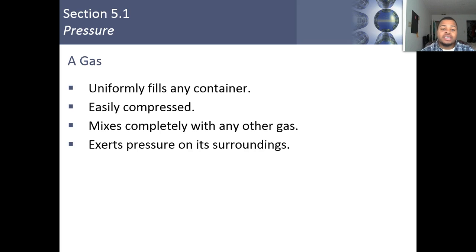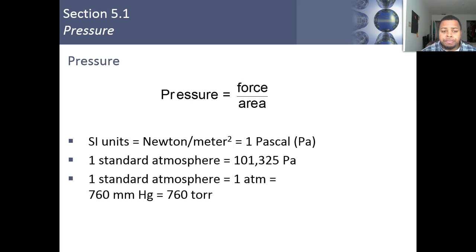Now, because of this, that's going to leave a lot of space between the molecules, which means it can be compressed down. It's going to mix easily with other gases, as expressed by the fact that we're breathing in nitrogen and carbon dioxide and oxygen and argon and all these different things at the same time, and it exerts pressure on its surroundings. So no matter what the size of the surroundings, the size of this room that I'm in, there is pressure being exerted on the walls, on the windows, on me, on the chair, on everything that's around.